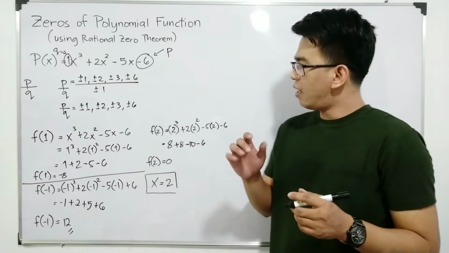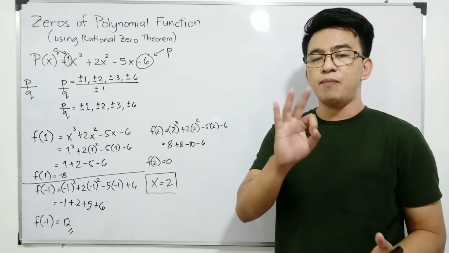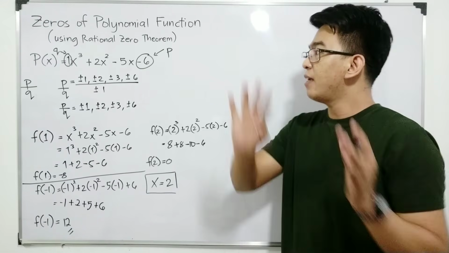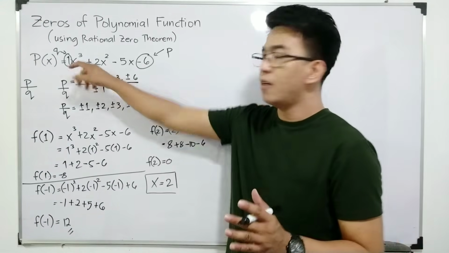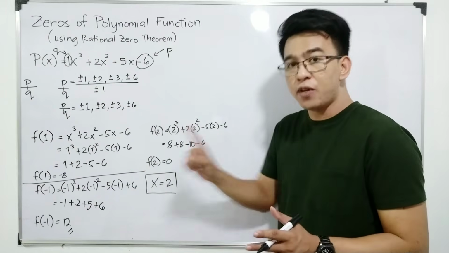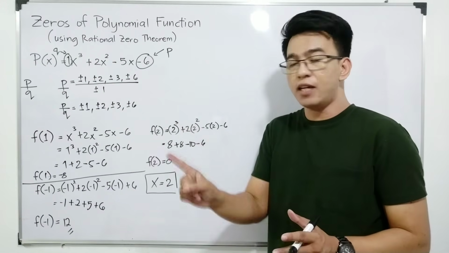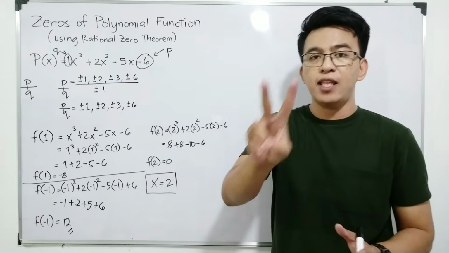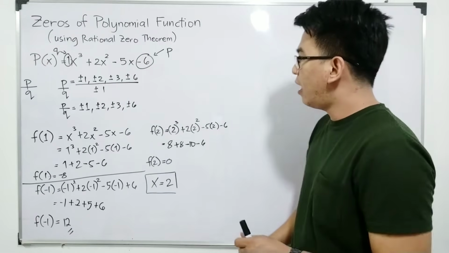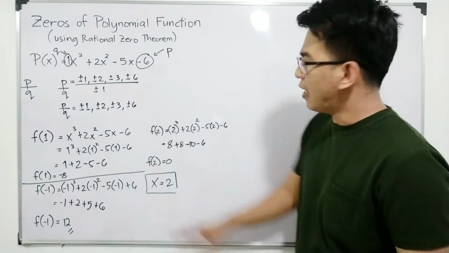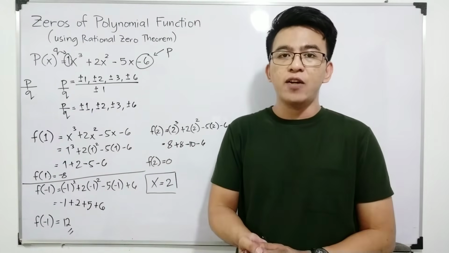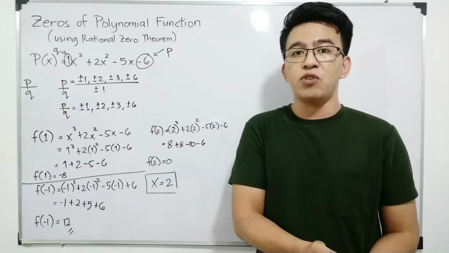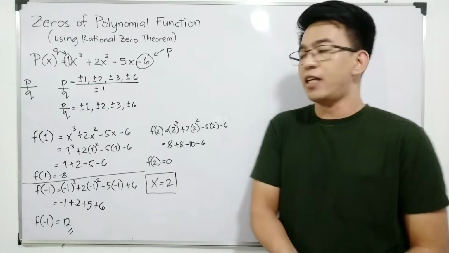Now, I said earlier, we have 3 possible zeros of this function because it is cubic. We are done with the first zero. So our target now is to find the other 2. But we will not do it one by one. What we will do now is use synthetic division. Okay, we will use synthetic division.